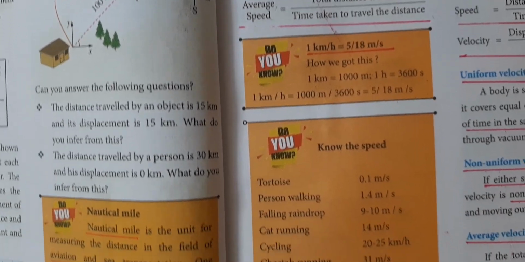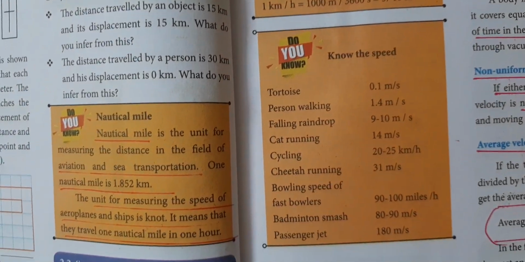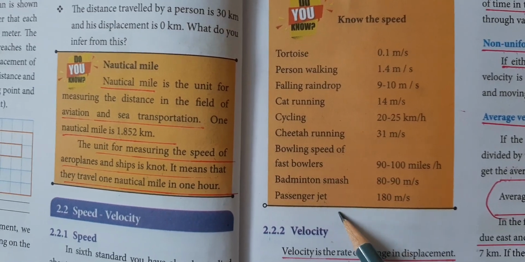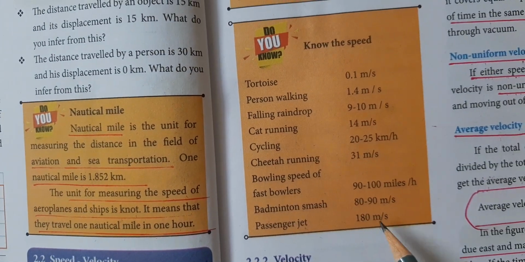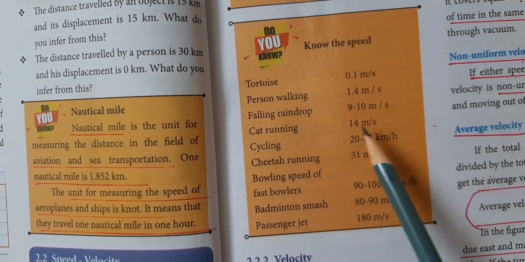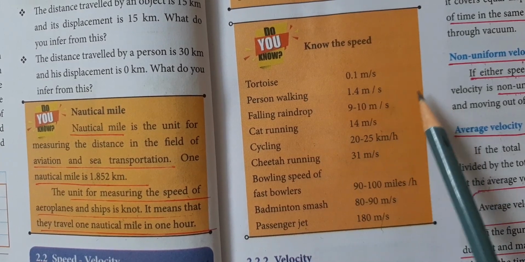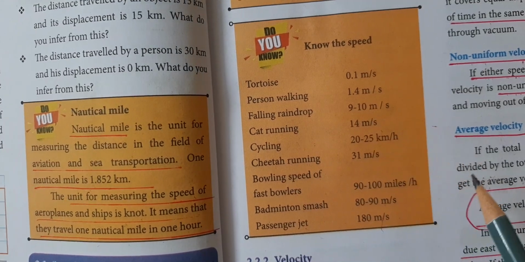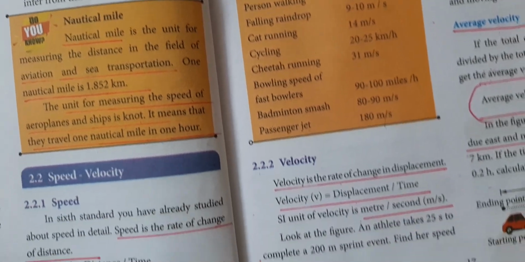Next, know the speed of certain examples. For example, a passenger jet moves with a speed of 180 meter per second. A cat runs with a speed of 14 meter per second. A tortoise moves at 0.1 meter per second. And a falling raindrop moves at 9 to 10 meter per second. These are certain examples.